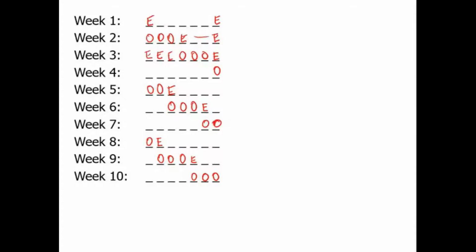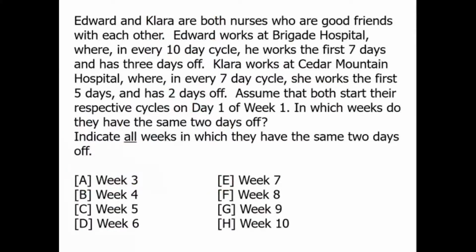And so those are where his days off land. Where is he off at the same time as Clara? Well, Clara is off the last 2 days. She's always off day 6 and day 7. Well, they overlap here in week 7. They overlap here in week 10. And so those are the 2 weeks in which they both have the same days off, week 7 and week 10. Answer choices E and H.